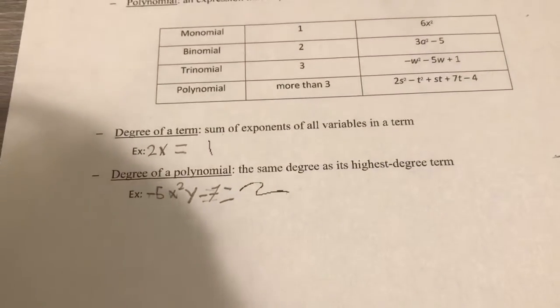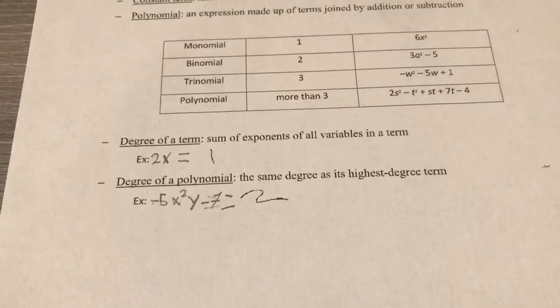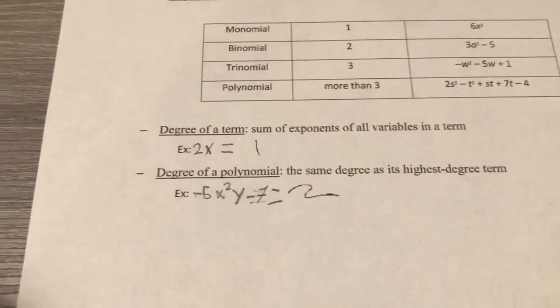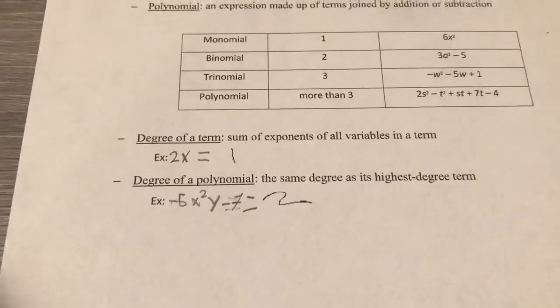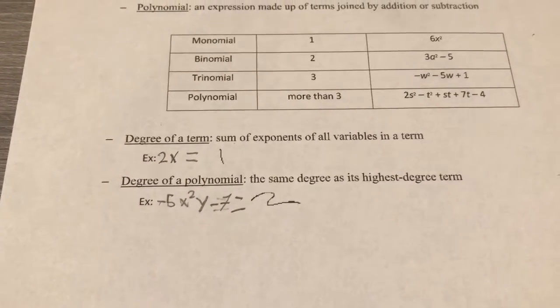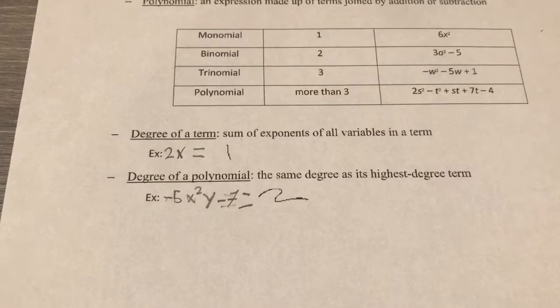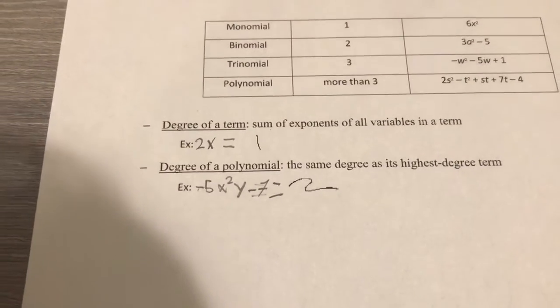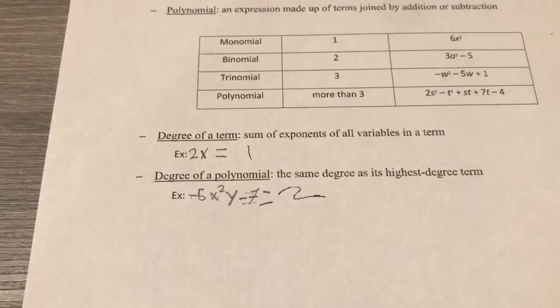Next, a degree of the term, which is a sum of exponents of all variables in a term. For example, 2x, there'd be 1. Next, degree of a polynomial, which is the same degree as its highest degree term. So, for example, negative 5x squared y minus 7, the highest would be 2.